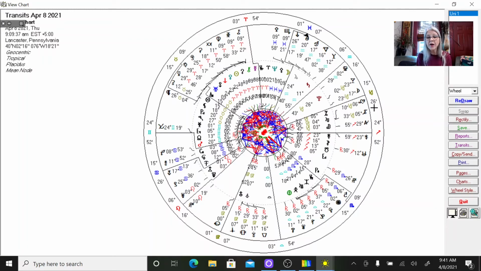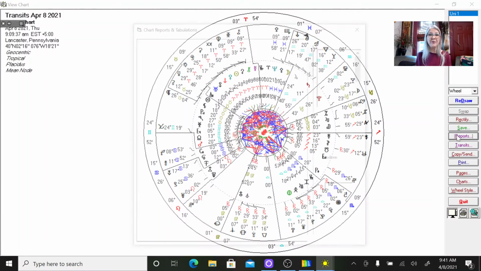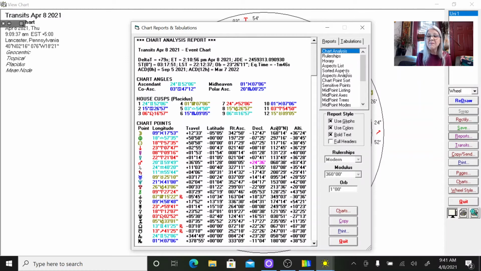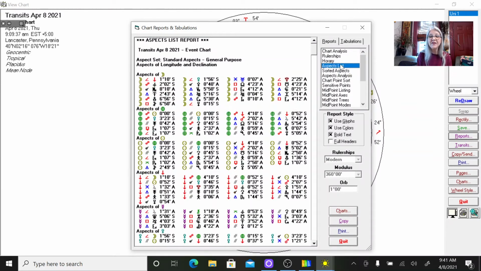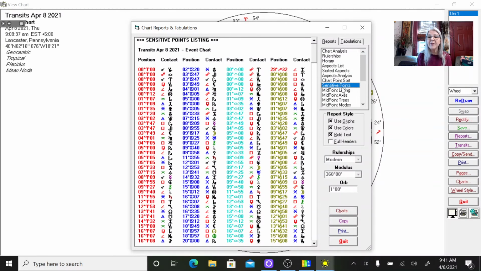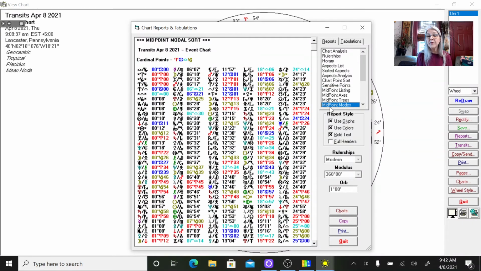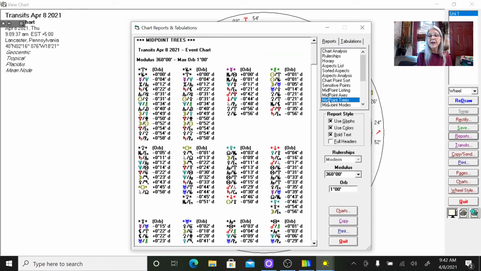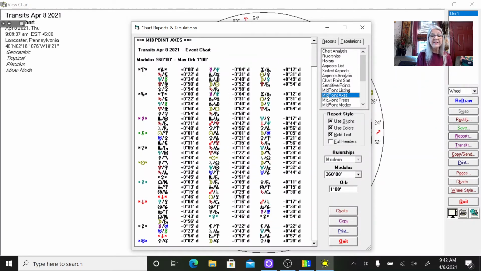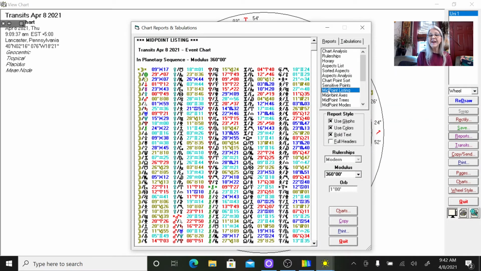This chart here is interesting because it actually has almost an Aries point. When I pulled it up, I was really surprised because of the midpoint. I'm going to do not the aspects. Here we go. Midpoint listing. There we go. So there are four different ways of looking at midpoints. There's the mode, there's the trees, which is used a lot by Martha and is one of her things, the axes, and I like the listings. That's just my personal preference. But you can see everything.